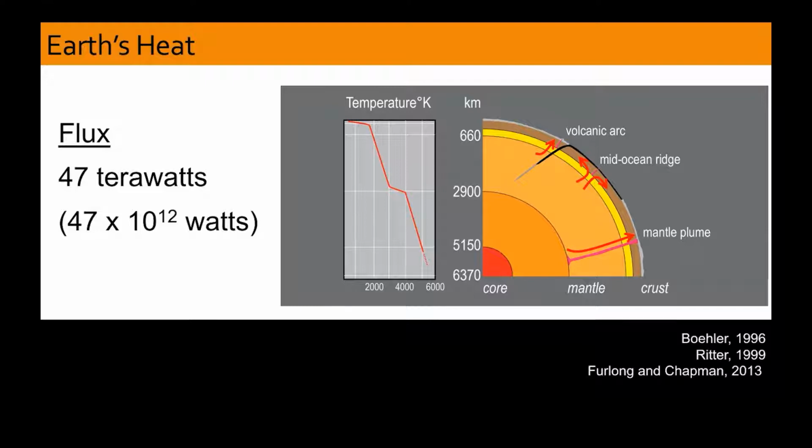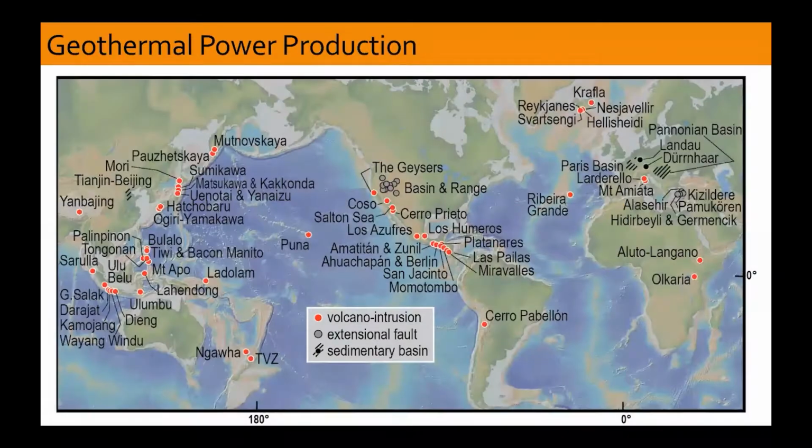The total heat flow to the surface is about 47 terawatts, which is enormous and which is why geothermal energy is important. The distribution of geothermal resources is shown on this map of the world. The legend shows that they are divided into various types.